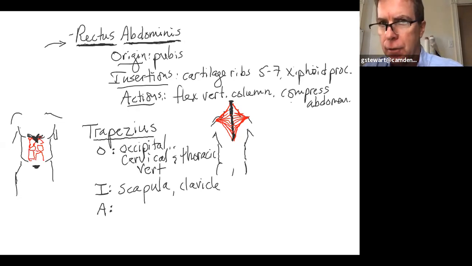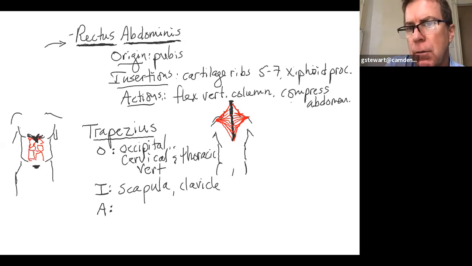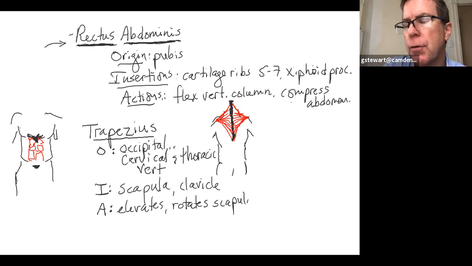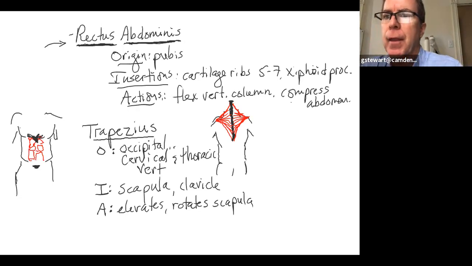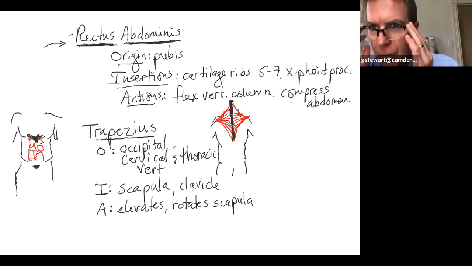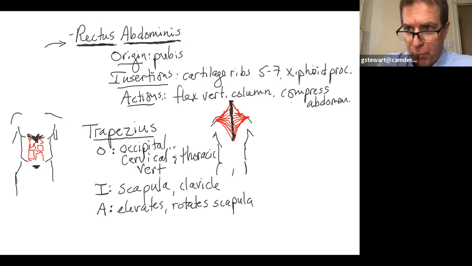It basically controls almost all movement of the scapula. And that's describing a lot of things. So I'm just going to list two. Elevates, rotates scapula. When you shrug your shoulders, when you lift your shoulders up, your scapula is sliding along the back of your, practically on the back of your ribs. That's your trapezius muscle in action.